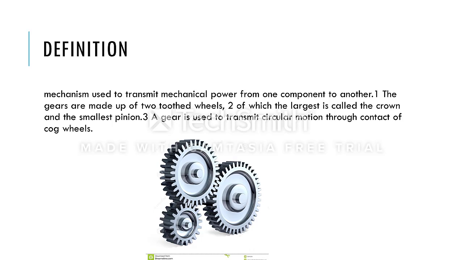Gears are mechanisms used to transmit mechanical power from one component to another. Gears are made up of two toothed wheels, of which the largest is called the crown and the smallest the pinion. A gear is used to transmit circular motion through contact of cogwheels.